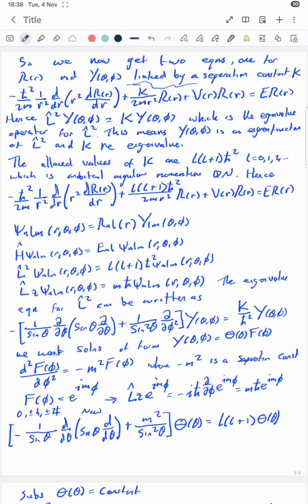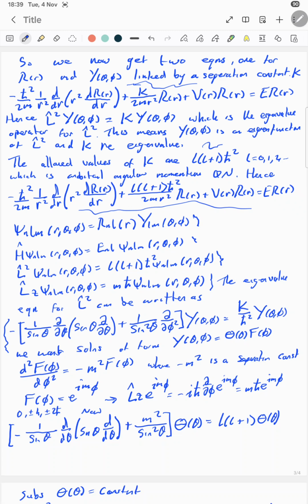The allowed values of k are L times L plus 1, h bar squared, where L equals 0, 1, 2, and so on, which is the orbital angular momentum quantum number. Hence we obtain this equation. Now we have the radial part here, and this is the Hamiltonian, the total angular momentum operator and the Lz angular momentum operator. But the eigenvalue for the equation Lz can be written as given here.